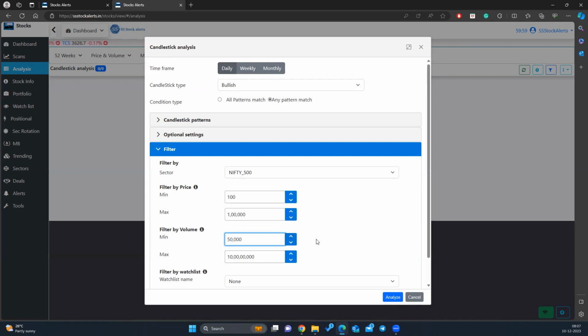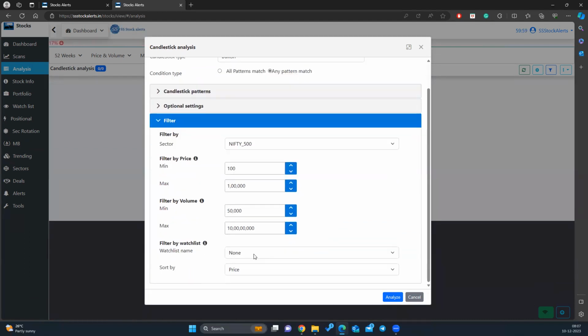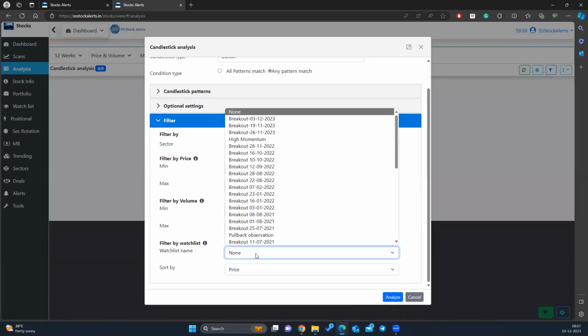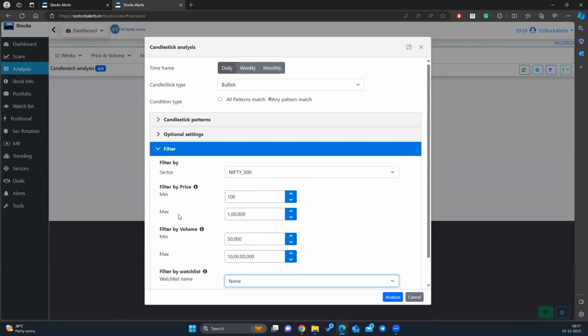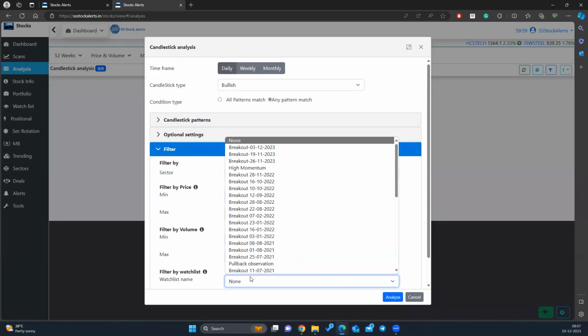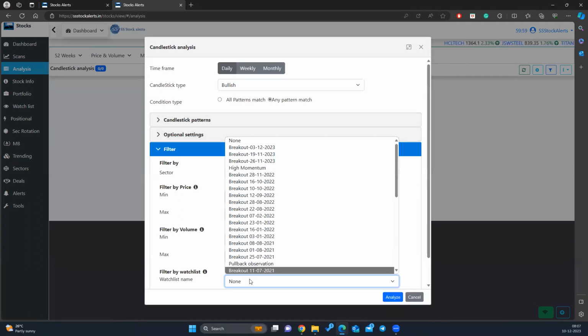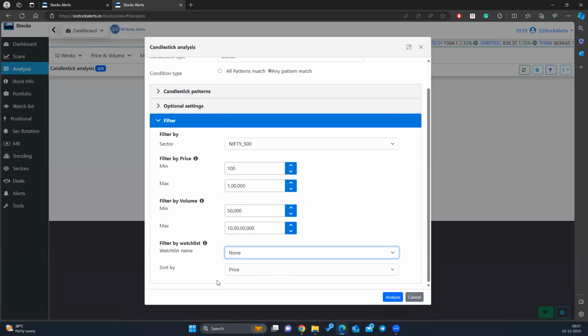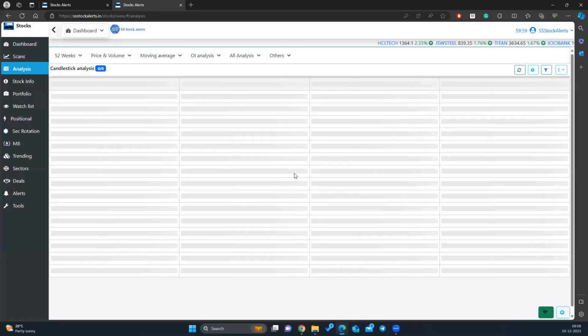I'm selecting like this, and here is the watch list. Suppose you want to perform a scan only for your watch list stocks, not for all other stocks, not for a sector, not for anything else, you can select any of your watch lists also. And with this one, let's click on Analyze.